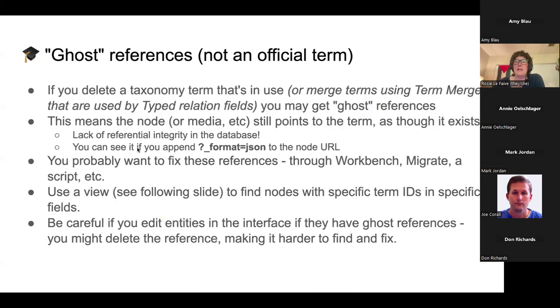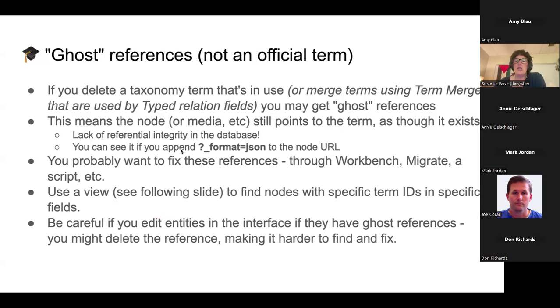And this is a little digression that I got into. This is not an official term. I'm just calling them ghost references because that seems to make sense. But if you delete a taxonomy term that's being used by content, then you will probably end up with what I'm calling ghost references. In the node, it still points to the term, like say I deleted term 4, the node will still say, I'm pointing to term 4, even though it doesn't actually exist. This is bad. This is like no referential integrity, bad for databases, bad for you, bad for your metadata, right?